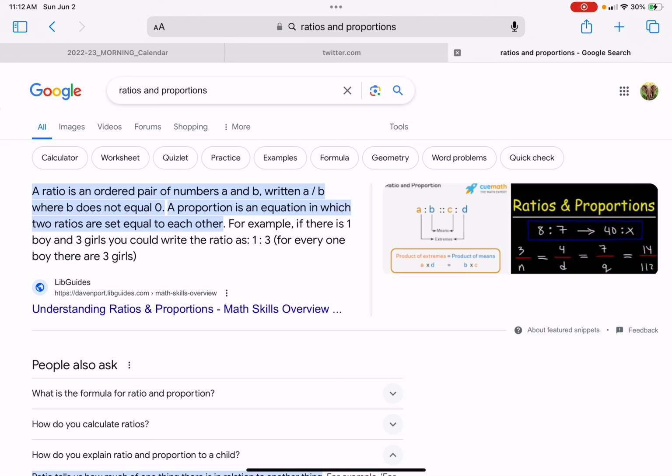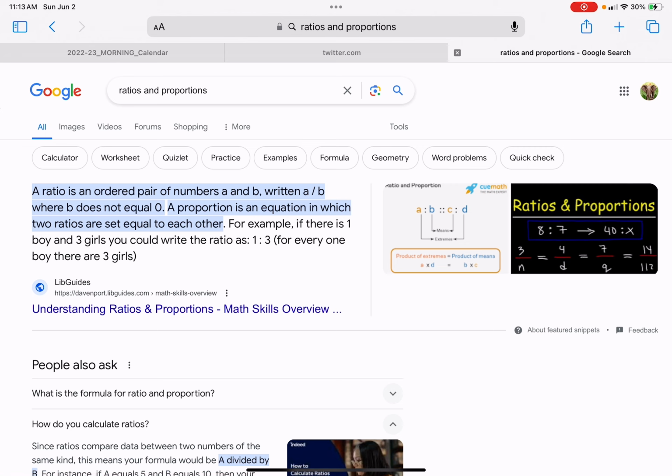A conversion factor is a rate that equals only 1. Unit analysis is a method to convert a measurement by multiplying by a conversion factor.